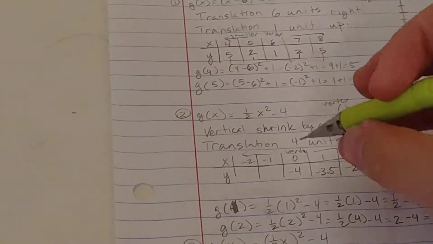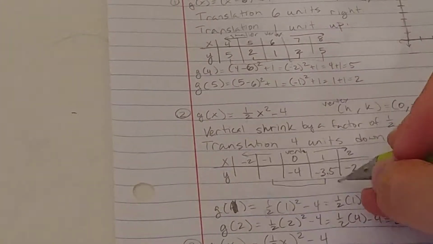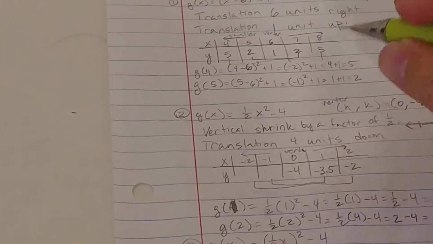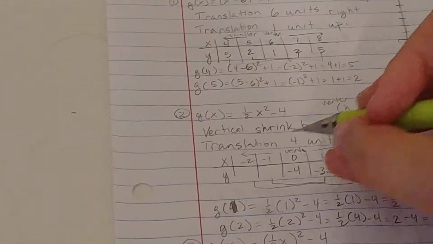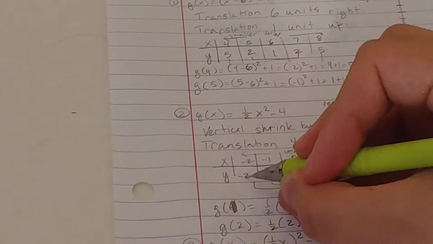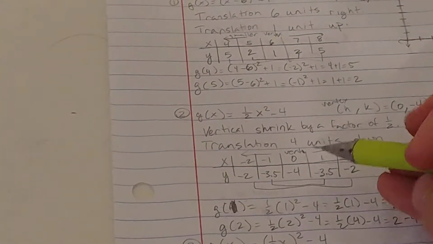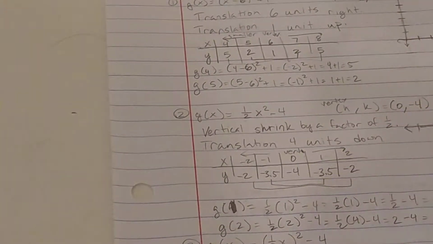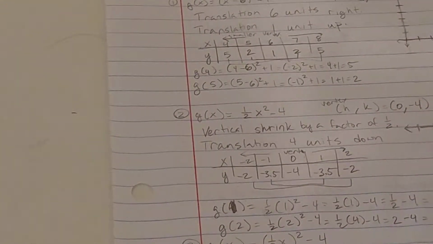And there we go. So these are going to be the same, and these are going to be the same because my vertex is in the middle, and it's going by the same amount each time. Okay.